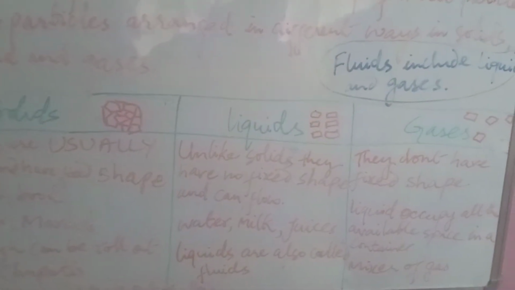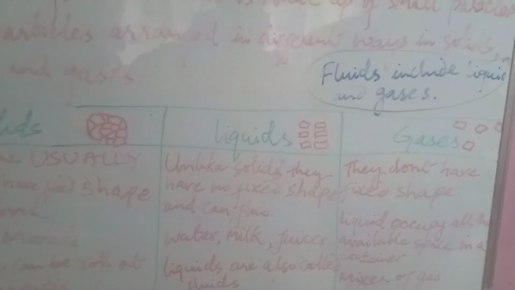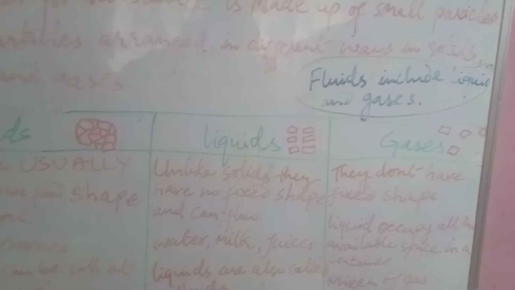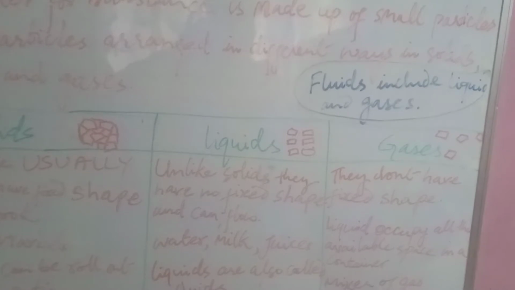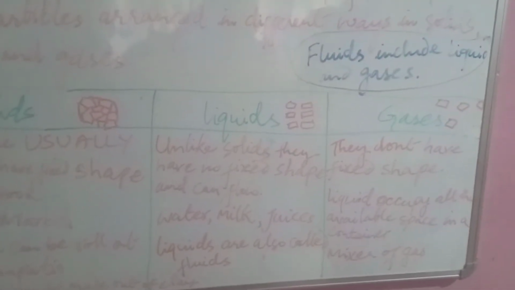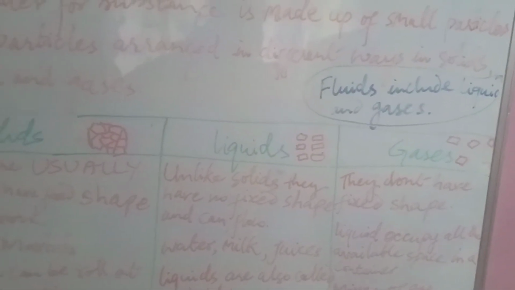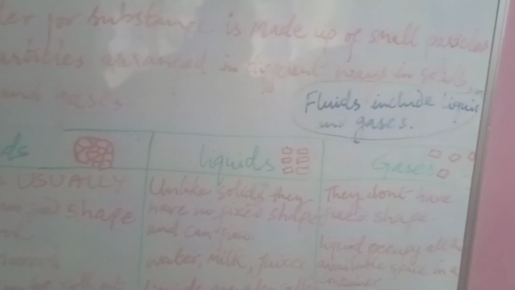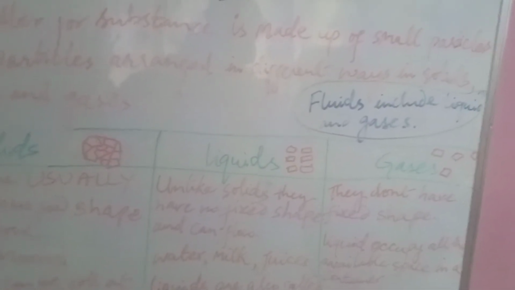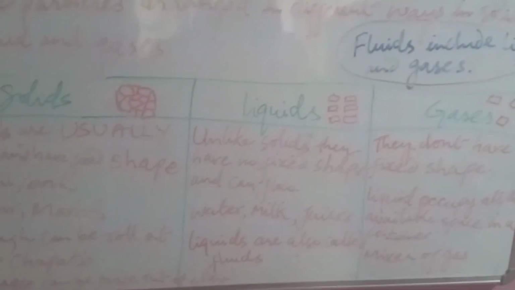And then we have gases. In gases, the particles are not closely packed, and they have no fixed shape. Unlike liquids, they occupy all the available space in the container. Some examples are air and cooking gas. Air is actually a mixture of gases such as oxygen, nitrogen, and carbon dioxide. So fluid includes both liquids and gases.